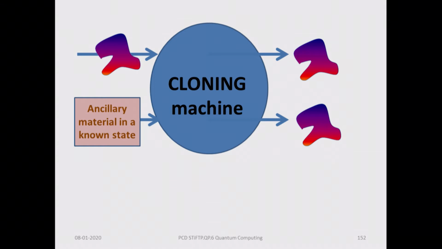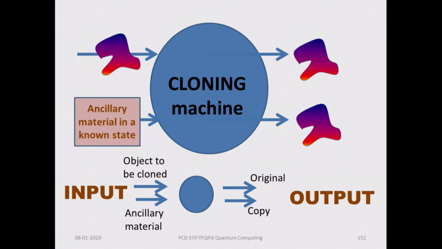So, this is what a cloning machine is. You put in an object, no matter what it is, whether it is the Taj Mahal or a picture of the tiger or an elephant or whatever, and you are using the cloning machine to get two such pieces. And whatever you do, the input consists of the object to be cloned and the ancillary material from which the clone would be made, okay, and the machine will give you as output the original and a ditto copy of the original. That is what you expect from a cloning machine.